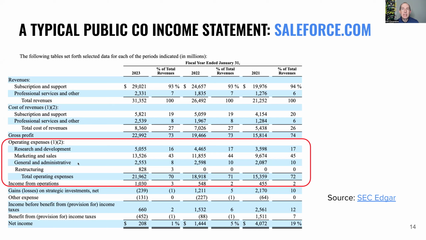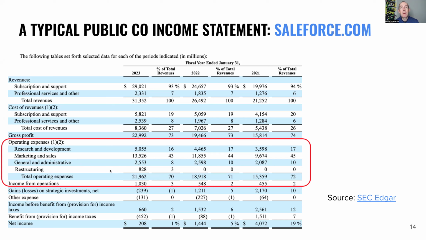Well, that could be things like your office managers, let's say your lawyers. It's other expenses tied to the business that aren't tied to R&D and marketing and sales. They also have this line here that you don't always see, called restructuring. And why do you think Salesforce has put a restructuring line here?